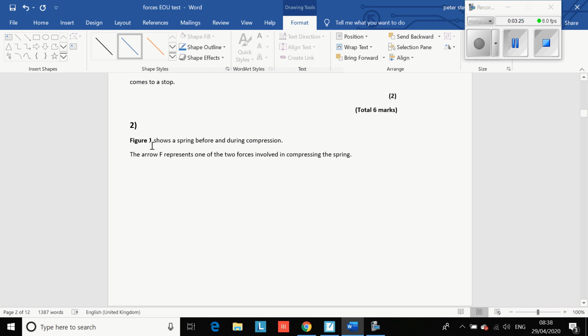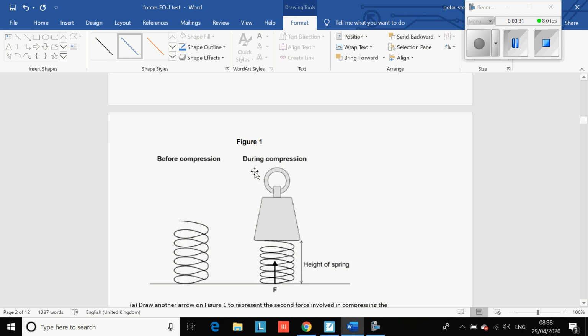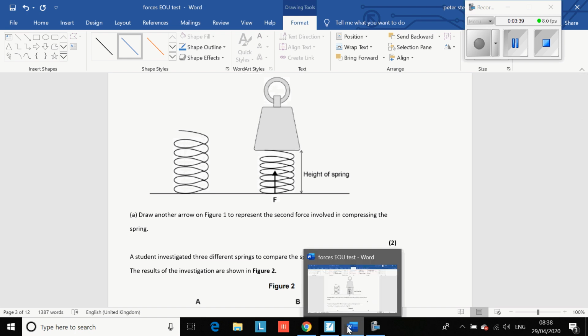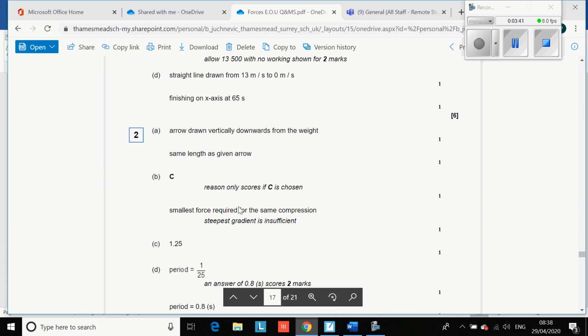So question 2, figure 1 shows a spring before and during compression. The arrow F represents one of the 2 forces involved in compressing the spring. There it is. Draw another arrow on figure 1 to represent the second force involved in compressing the spring. Okay, so an arrow drawn vertically downwards from the weight, same length as the given arrow. Now, you don't actually have to name the force, you just have to indicate that force.